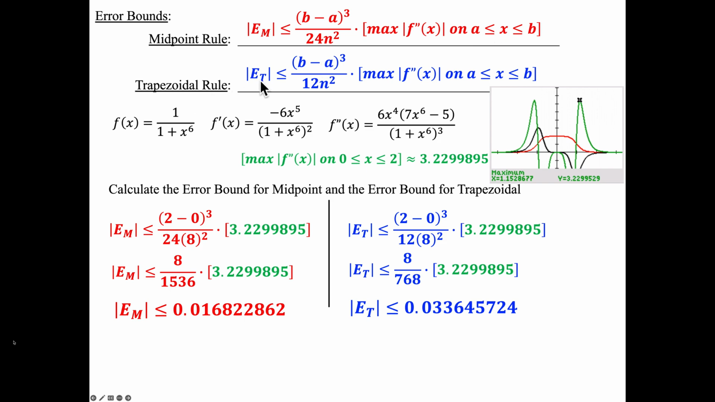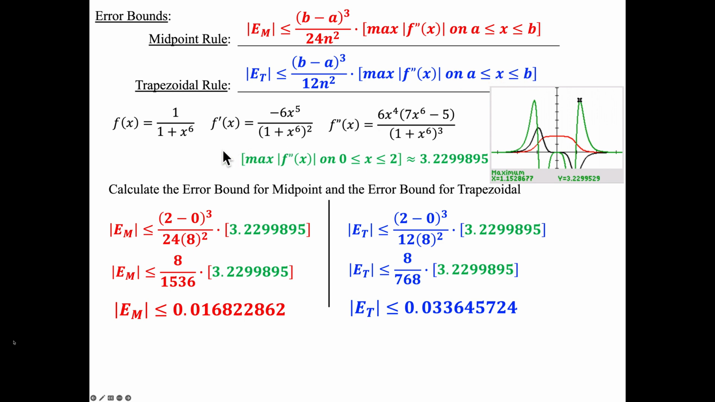And for the trapezoid rule, my bound, again, could be positive or negative, but my error has to be less than (b minus a) cubed over 12n squared times the max, again, of the absolute value of the second derivative on your bounds from a to b.